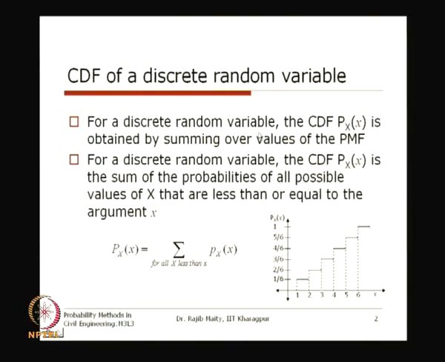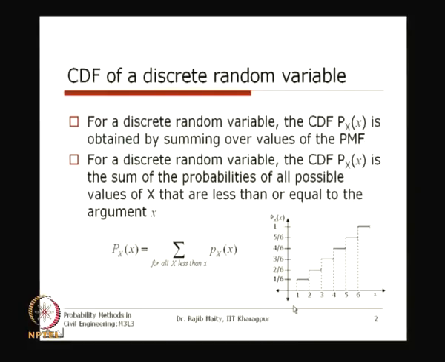For a discrete random variable, the CDF, that is, Px(x), is obtained by summing over the values of the PMF, the probability mass function. For a discrete random variable, the CDF Px(x) is the sum of the probabilities of all possible values of x that are less than or equal to the argument x. So this notation Px(x) stands for the CDF, the value of the CDF at x, which is nothing but the summation of the PMFs for all possible values less than or equal to this small x.